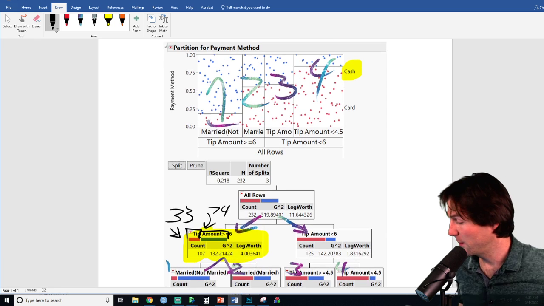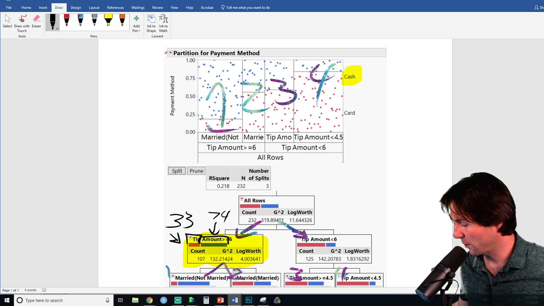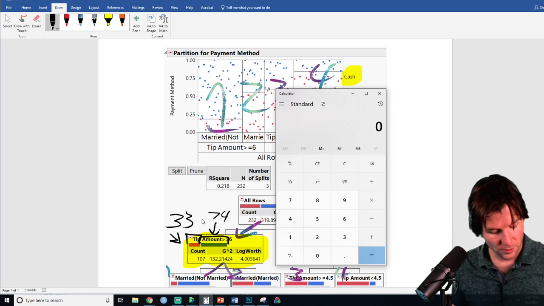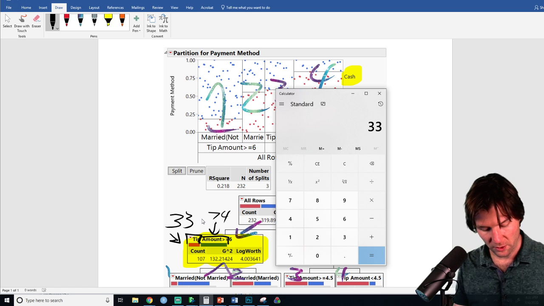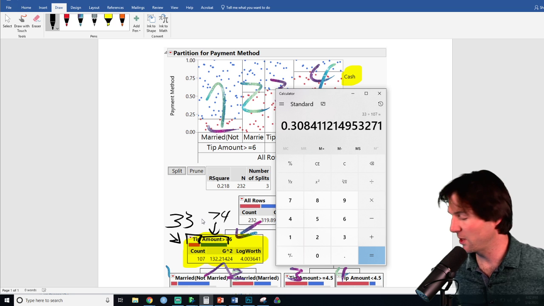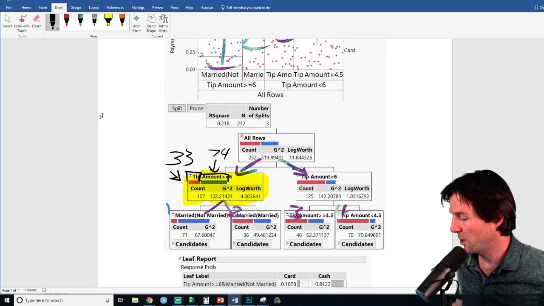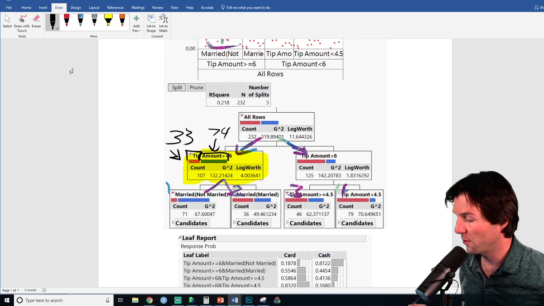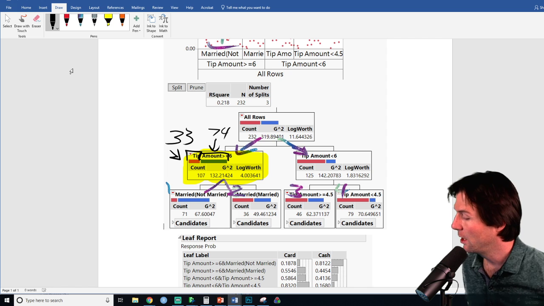These people are 74. So we can do the calculator right here, and we can do 33 plus 74, and we get 107. So 33 divided by 107, it's actually 30%, or 31%. So 31% of these people, and we don't have to go this in depth on it, but you never know, it'll appear on the test because it might say, like, how many people, we've done this in the past, who tipped more than $6 paid in card.